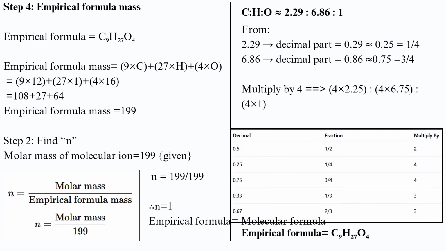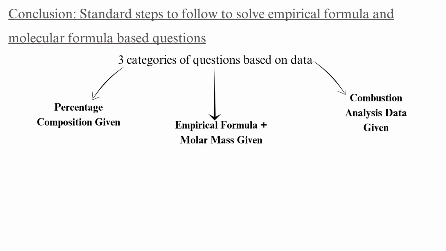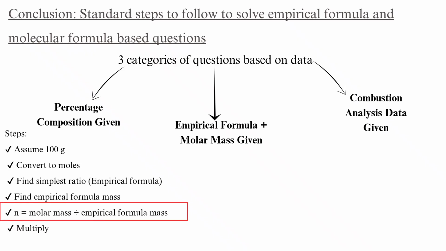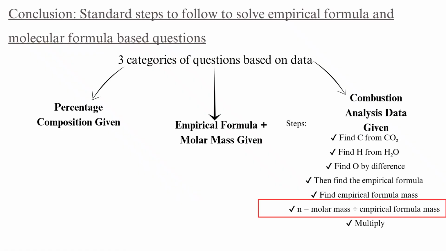So in gist, you will remember these three things, that there are three categories of questions based on data. If the percentage composition is given, then you will follow these steps to solve the question. If empirical formula and molar mass are given, you will follow these steps. If the combustion analysis data is given, then you will follow these steps. So this is how you are going to solve the questions based on empirical formula and molecular formula.